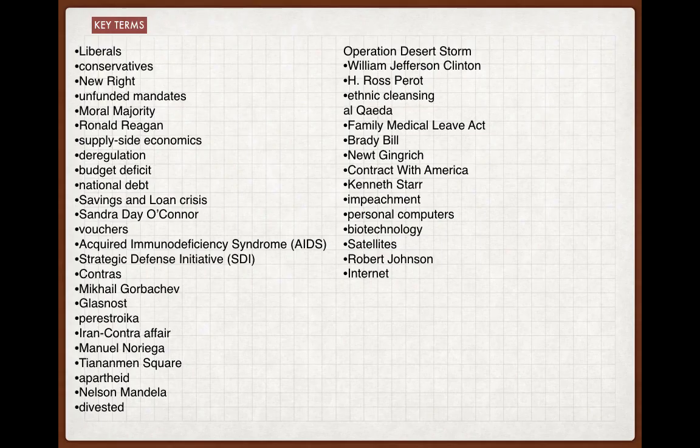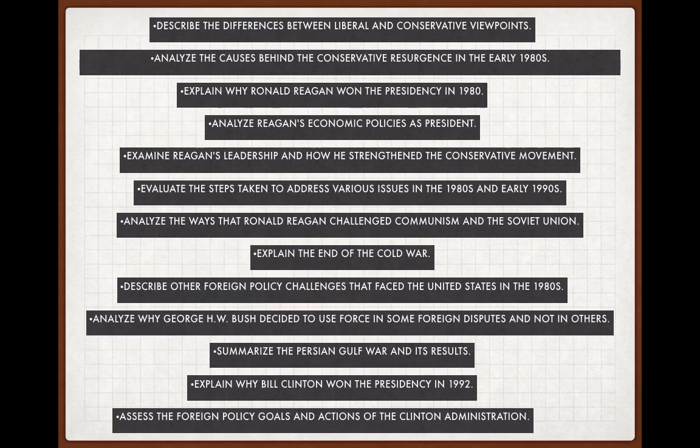So our vocab for this topic: liberals, conservatives, moral majority, Reagan, supply side economics, all the way down to Glasnost, Perestroika, Iran-Contra, Brady Bill, Newt Gingrich, and the internet even. So we got a lot of diversity here.